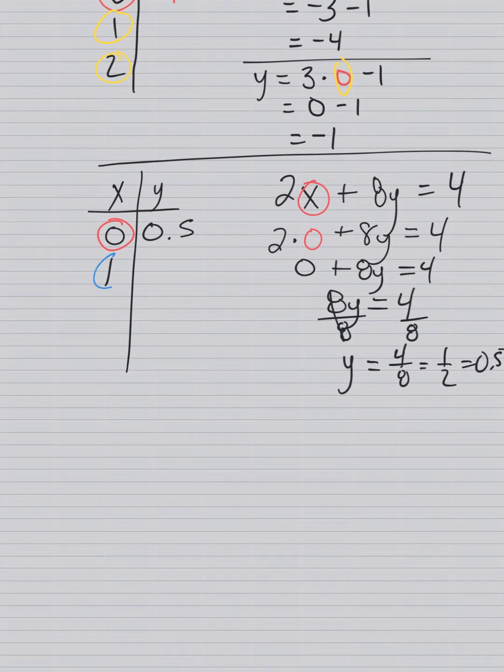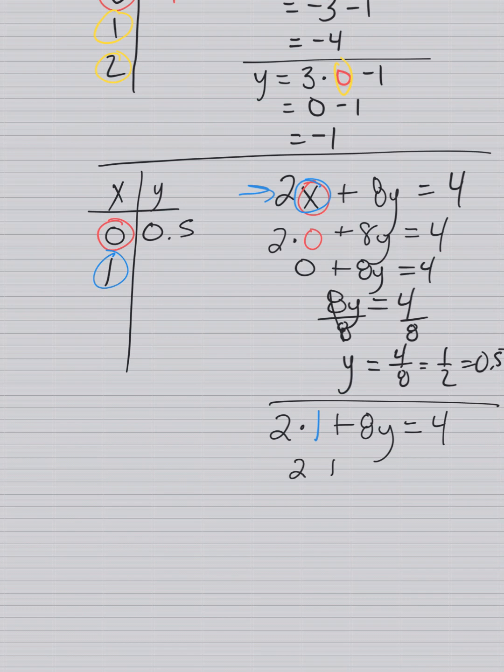Now we're going to plug in 1 in place of the x. So I go back up to my original problem, and I'm going to replace that x with a 1 this time. So 2 times 1 plus 8y is equal to 4. And then we use order of operations again to multiply. 2 times 1 is 2, plus 8y equals 4.